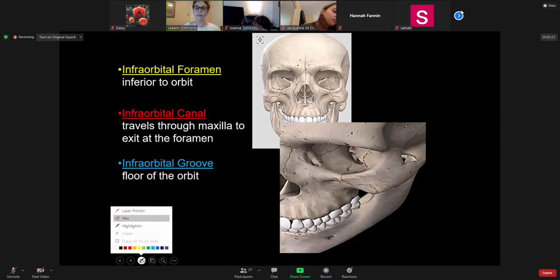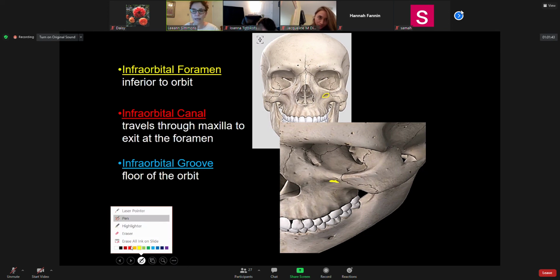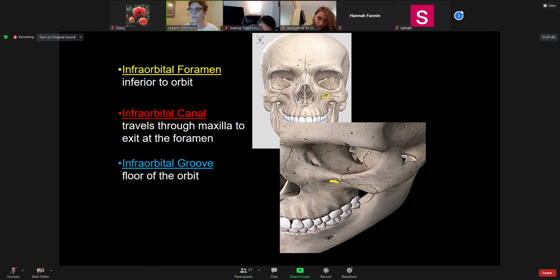Okay, the infraorbital foramen is just like the word said, infra or inferior to the orbit. So the infraorbital foramen is here, okay, and it's right under here on this angle of the image. It is the opening for the infraorbital canal, all right, and the infraorbital canal goes from here through the bone of the maxilla and exits at the infraorbital foramen.